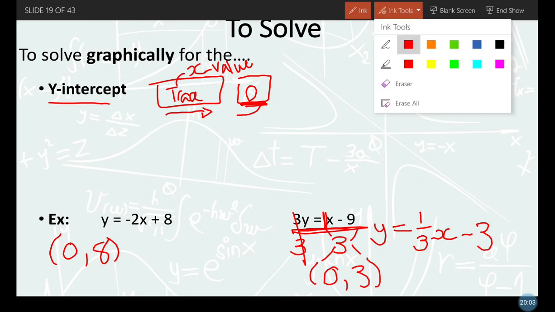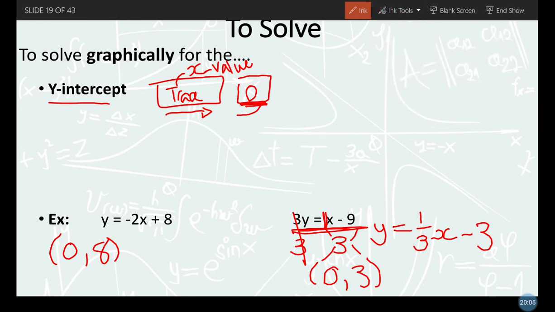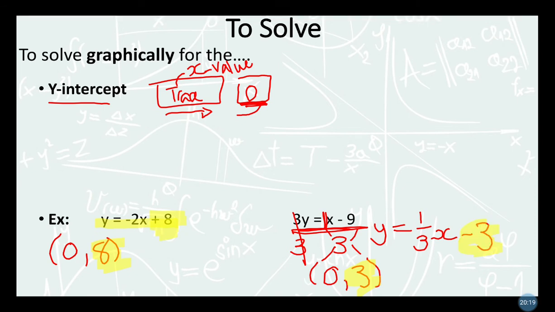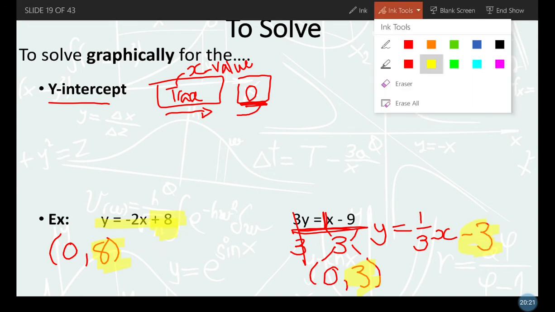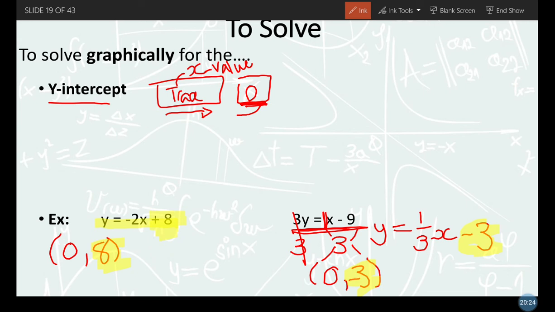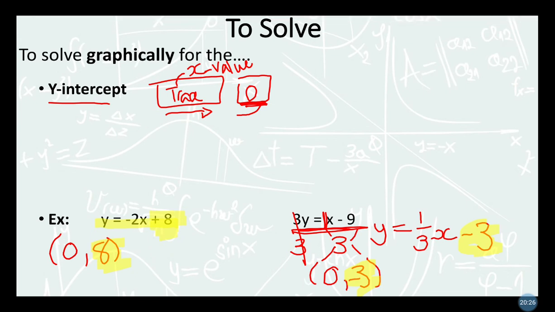If you do notice, and you should know this already from grade 9, technically if you're already in y equals mx plus b, whatever the constant is, that's going to give you your y-intercept. Should be a negative 3 there. I didn't include that. But if you know that rule, that's great. If not, that's okay. You can always find it on your calculator.